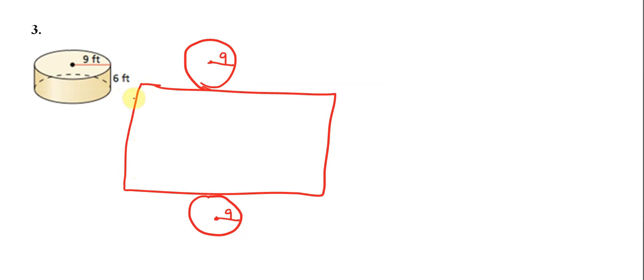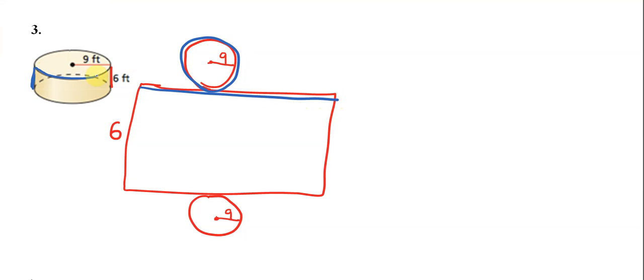In this case, the width of this is the same as this length right here, the height of the cylinder, which is 6. Now, what would be the length, this distance right here, of the rectangle? Well, it happens to be the same as the circumference of this circle. So the distance around this circle is exactly the same as the distance from one side of the rectangle to the other.